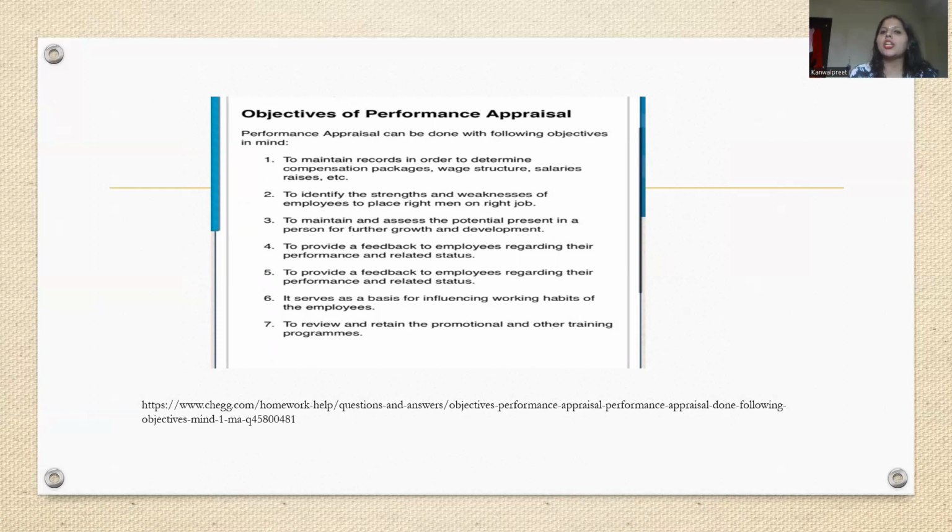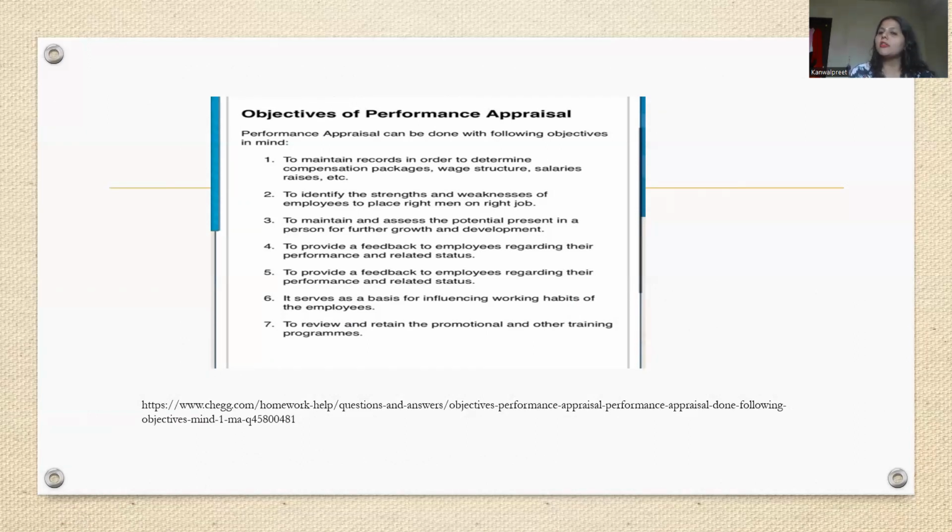To maintain and assess the potential present in a person for future growth and development. To provide feedback to employees. This is very much important. If we don't know whether we are doing correct or wrong, we'll never understand what further improvement is required. Then it serves as a basis for influencing the working habits of the employees, and to review and retain the promotional and other training programs. So these are the objectives.